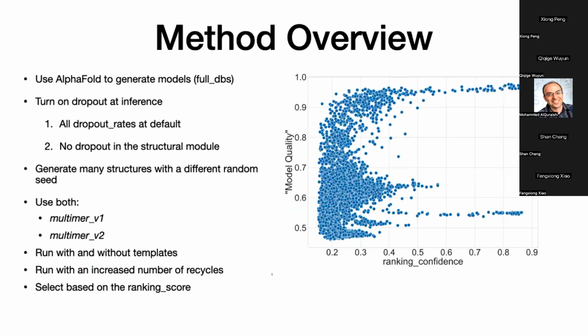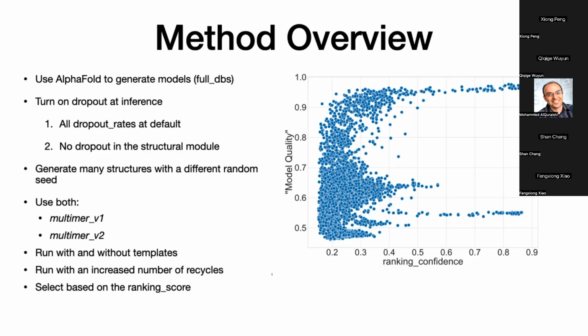So the overview is basically we use AlphaFold to generate models. We use the full DBS MSAs that were generated by the standard AlphaFold. So we're using exactly the same multiple sequence alignment as the standard AF2, or Multimer. We turn on dropout at inference. We have one version where we do all dropout rates at default, and then we have one version where we have no dropout at the structure module. We use both versions of the Multimer network weights, version 1 and version 2. And we also run with and without templates. And we also run with increased number of recycles, and then we select based on the ranking score.